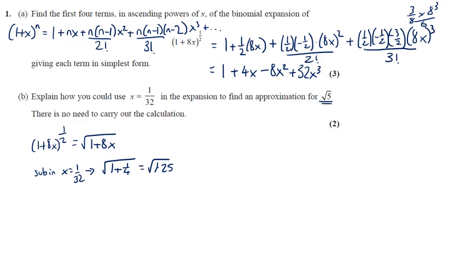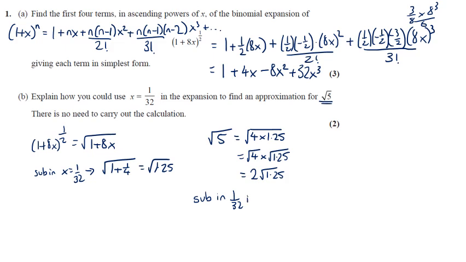So how can we use that to find an approximation for root 5? Well, root 5 is root of 4 times 1.25. So that's root 4 times root 1.25. And root 4 is just 2. So in other words, we should sub in 1 over 32 into the expansion, and then just double the answer that we get. And that will give us an approximation for root 5.